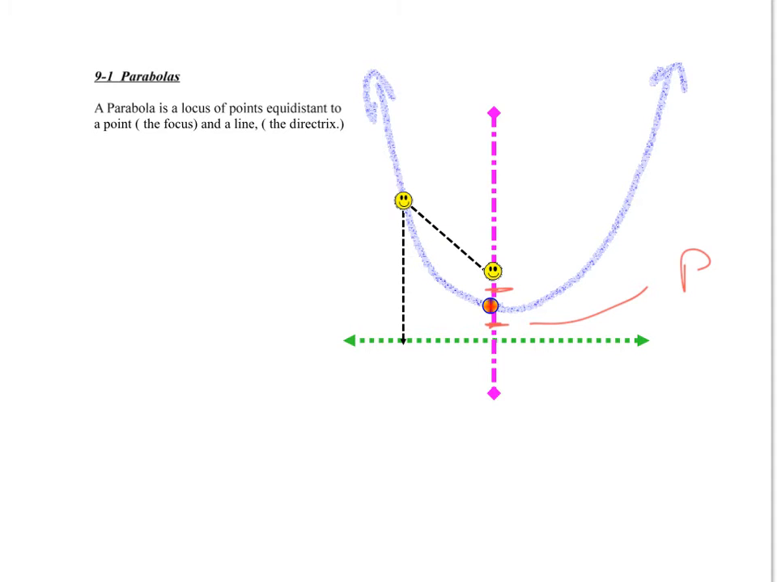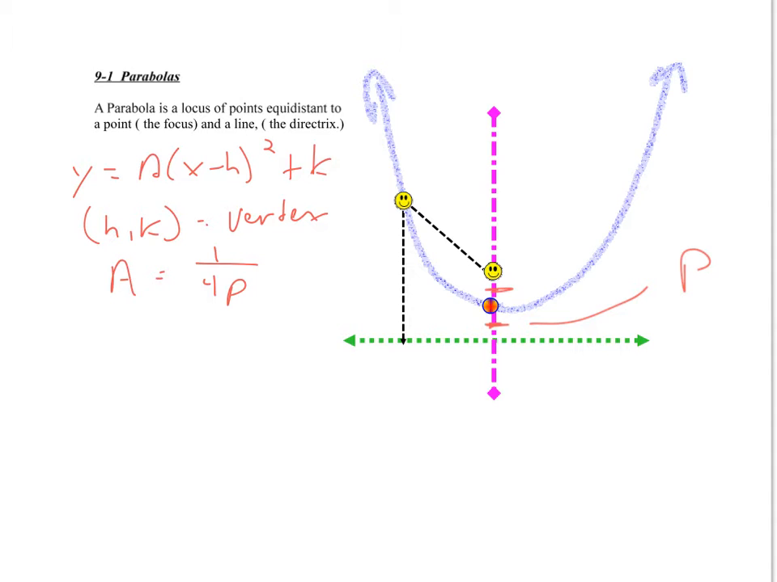Okay, the equation of a parabola, if it's vertical, is going to be y is equal to a times (x minus h) squared plus k, where of course (h, k) is my vertex, and we'll prove this in class. And a is always going to equal 1 over 4p, where p is this distance, once again, right here between the vertex and the directrix, or the vertex and the focus.